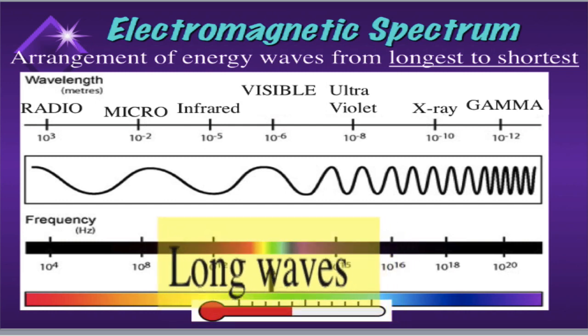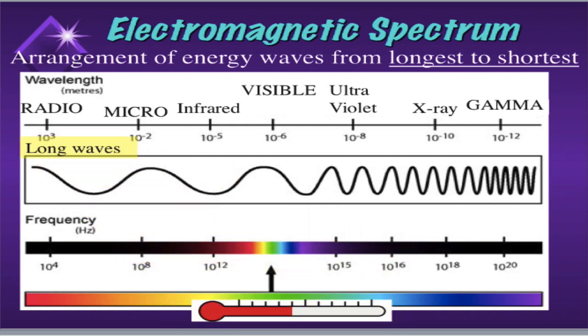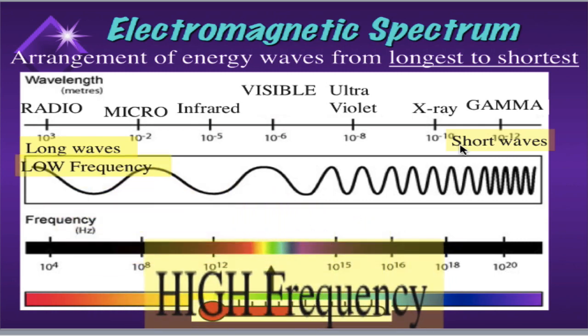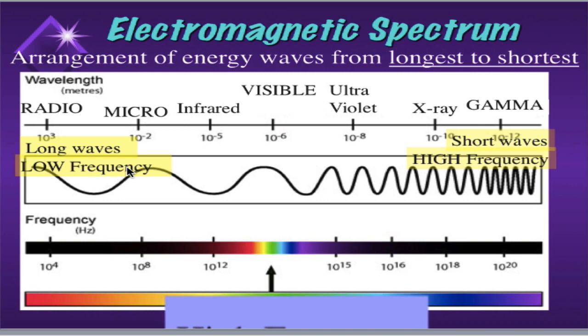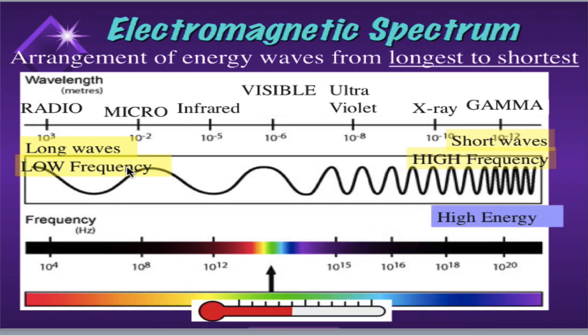All right, so radio waves are going to have the longest waves, which means that they also should have the lowest frequency and the lowest energy. Whereas gamma rays over here, they've got the shortest waves, so that should also mean that they have the highest frequency and the most energy. Okay, so the longer the wave, the lower the frequency, also kind of the lowest energy as well. Okay, there we go.